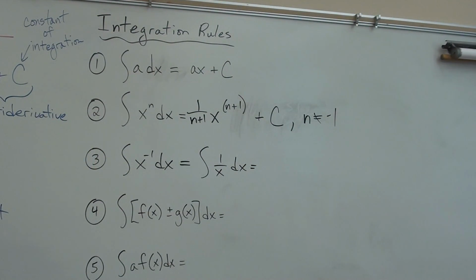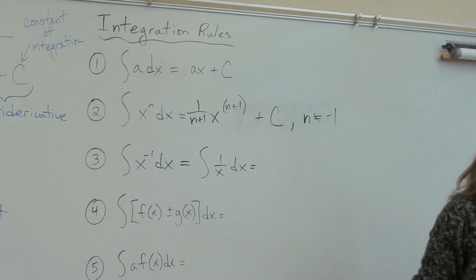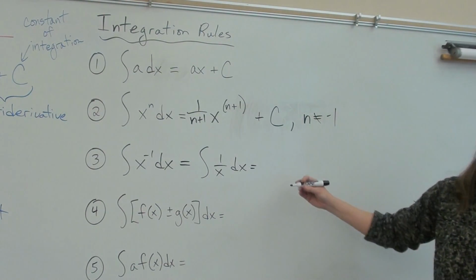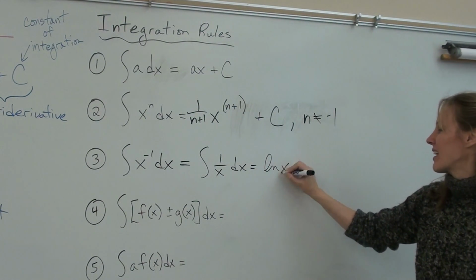You need to figure out what function has a derivative of 1 over x. Square root of x? Negative ln x? There we go. The function whose derivative is 1 over x is ln x.